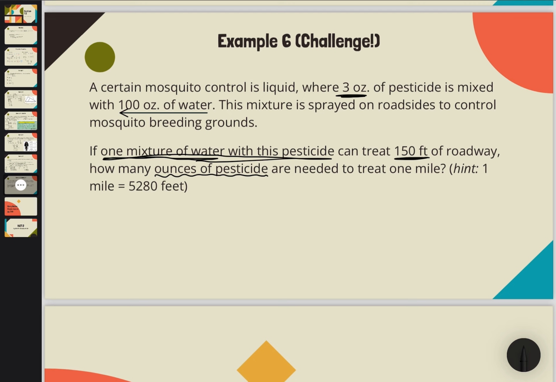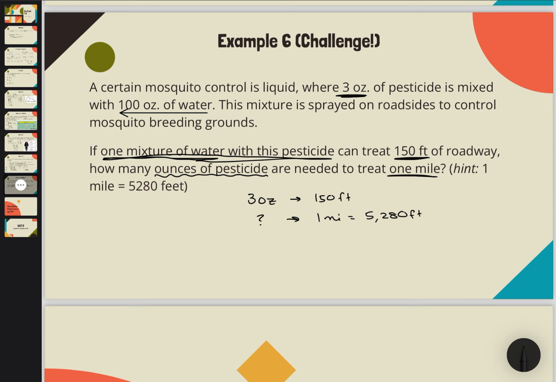Thankfully, I'm giving you guys the mile to feet conversion. Maybe you already have that memorized. So instead of dealing with 1 mile, I can just say it's 5,280 feet. All right. So how'd you guys set up this proportion? One mixture of the water with this pesticide can treat 150 feet of roadway. So 3 ounces would be needed to treat 150 feet of roadway. How many ounces then would I need to treat 1 mile, which is the equivalent of 5,280 feet?